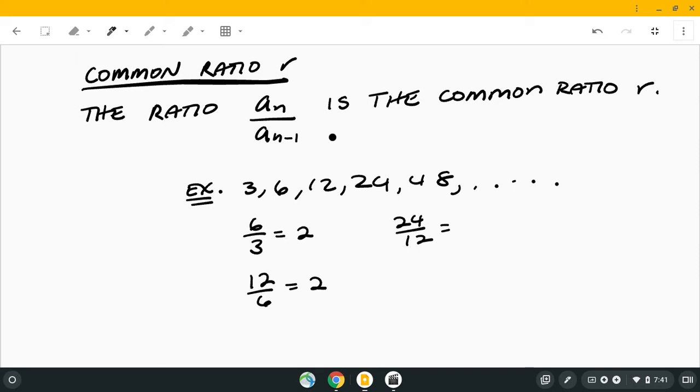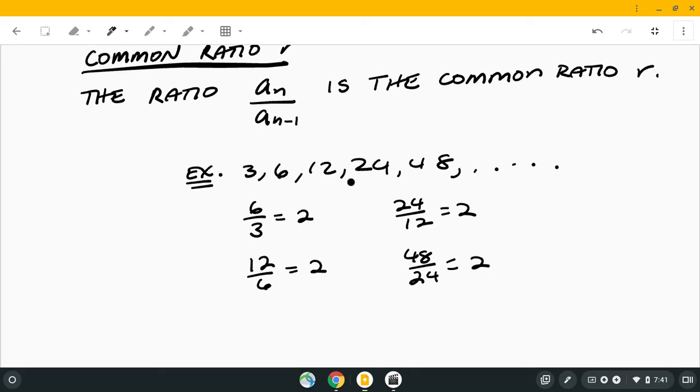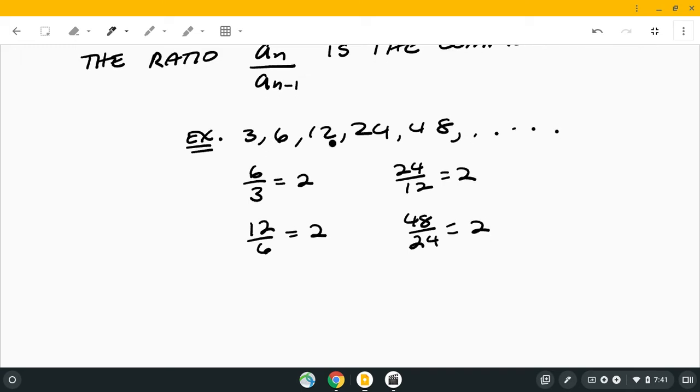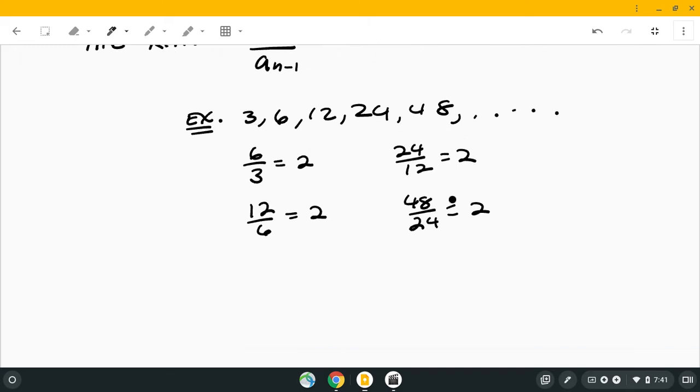Okay? And here we get 2, and then 48 divided by 24, again you get 2. So it doesn't matter which two consecutive terms you pick in the sequence. The ratio between them will always be 2. So this value here would be our common ratio, R.